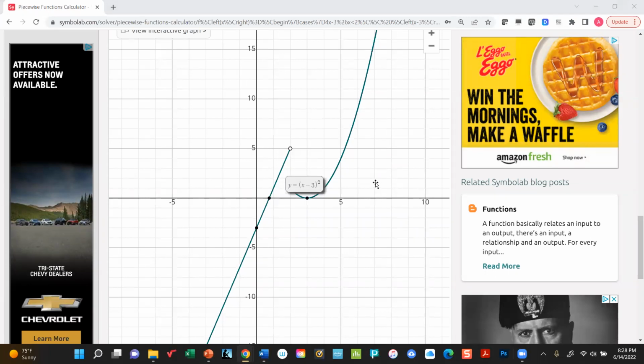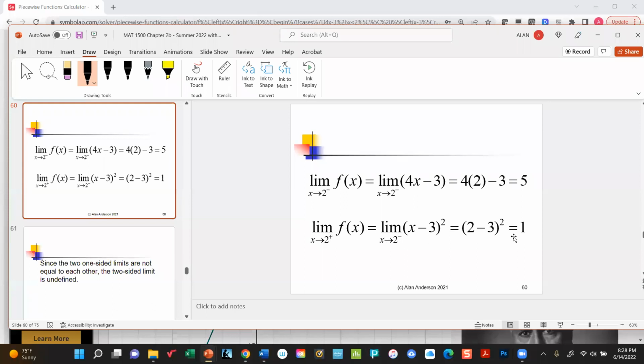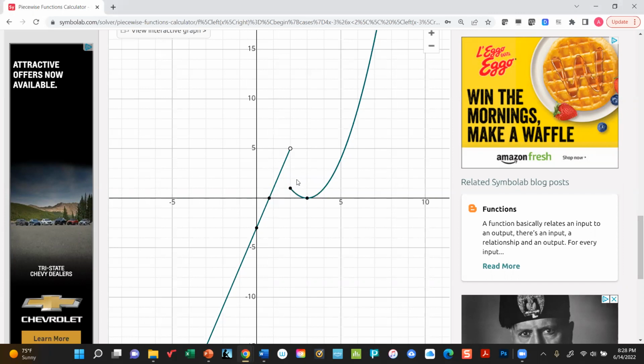Coming from the right, when we plug in 2, we end up with 1. Now, of course, as we've already seen, when we have a limit from the left and a limit from the right, and they're not equal to each other, that means the two-sided limit, the limit of the function, is undefined. So it has two one-sided limits, but it does not have a limit for the entire function.